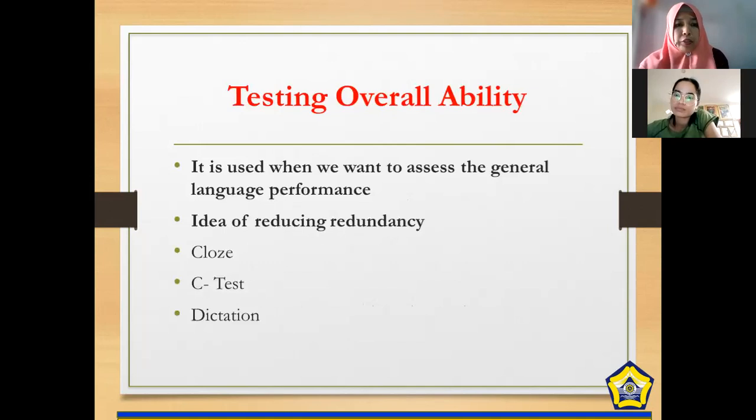Okay, now we continue to testing overall ability. Testing overall ability is used when we want to assess general language performance. It is the idea of reducing redundancy. There are three techniques that we can discuss in testing overall ability. They are cloze, C-test, and dictation.